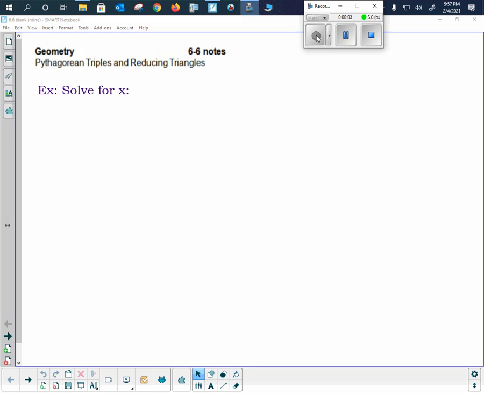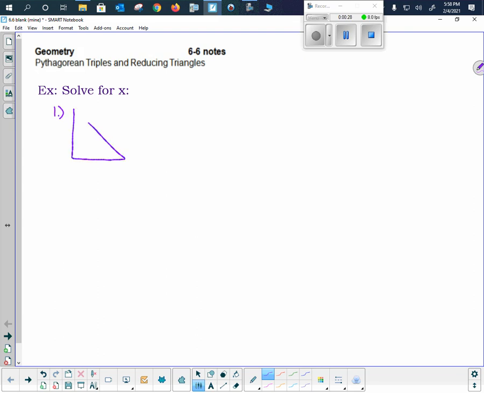All right, for 6-6 notes, I think mine look a little bit different than yours, so please go to the blank page that says 6-6 and just go ahead and write these in for yourself. Okay, so in the 6-6 notes, we're looking at Pythagorean triples and reducing triangles. For these examples, we're solving for x. Hopefully we can do these rather rapidly because you become an expert at Pythagorean theorem.